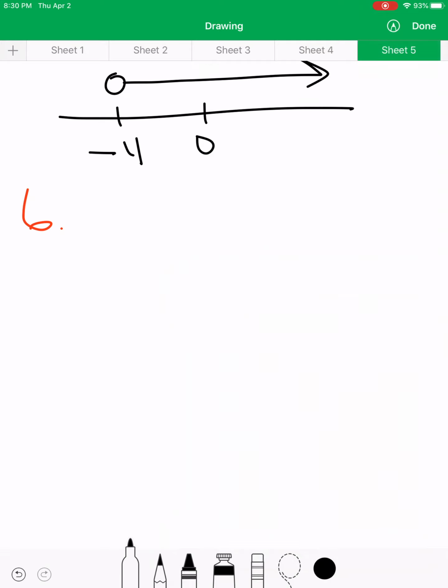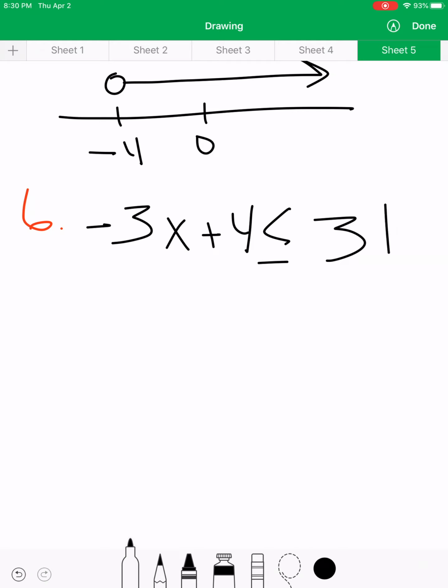This one is negative 3x plus 4 is less than or equal to 31. All right. Start on the side of the variable, move the number without the variable by performing the opposite operation.